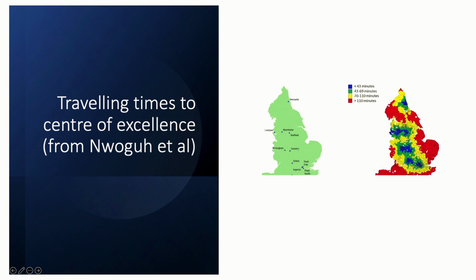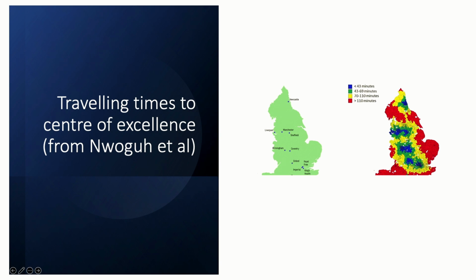And then we thought we might map how long it takes for them to get to a centre of excellence. So we know where they live, and we know where the centre of excellence is, so we computed what's called the driving time. There's a thing called the driving time that you can look up online, and you can find how long it takes to get from somewhere to somewhere else.